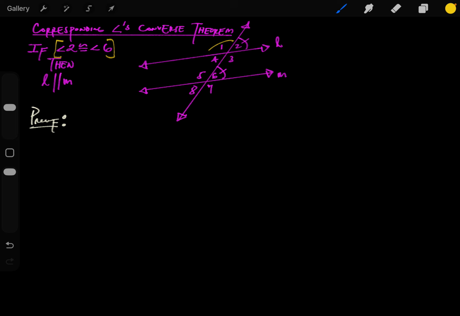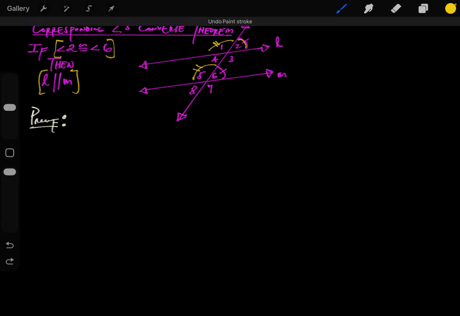If we find out that 1 is the same thing as 5, then you know that these two lines are parallel. That's what this theorem states. We need to show that being true. I just picked two corresponding angles as being congruent, and you could run through this argument very similarly for 1 and 5, 4 and 8, and so forth. So let's start off.